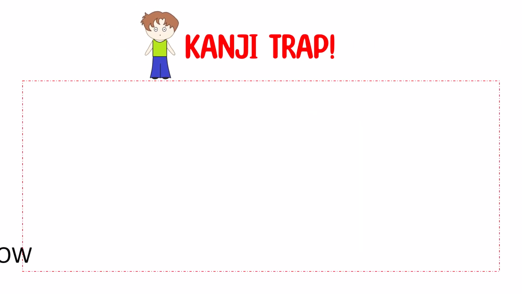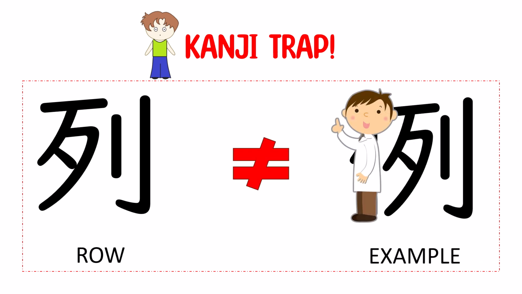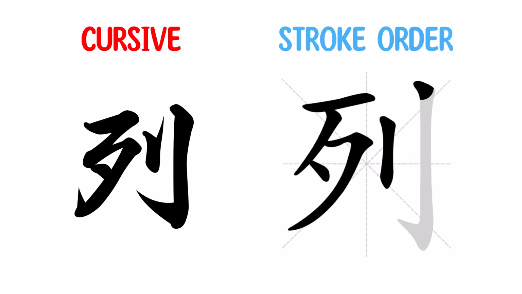Do not confuse row with example. Can you spot the difference? Example has an extra person. So next time you are standing in line, at a station, in a shop, or waiting for ramen, remember retsu, a kanji with a deep, dark history.